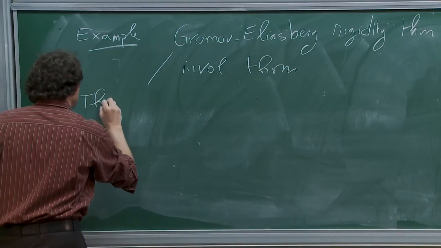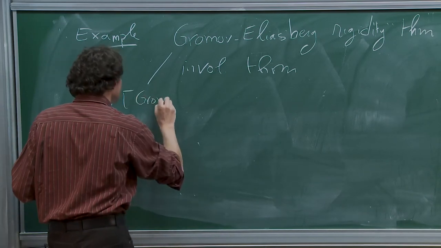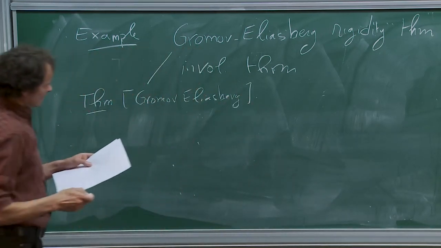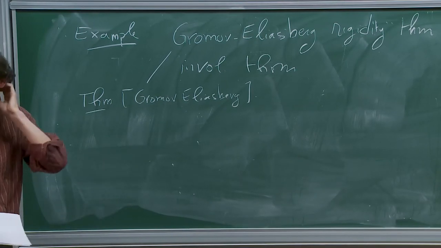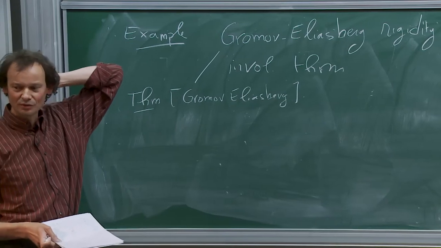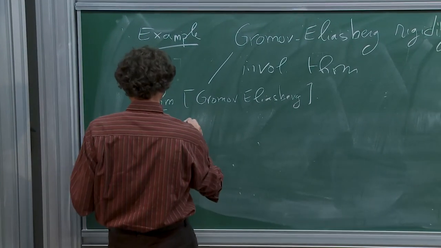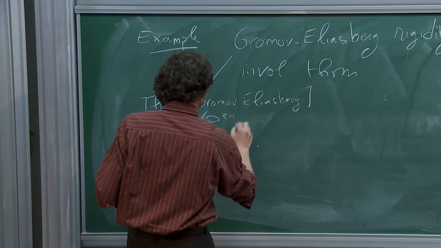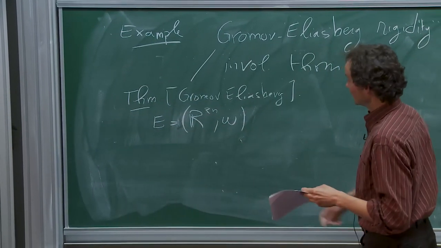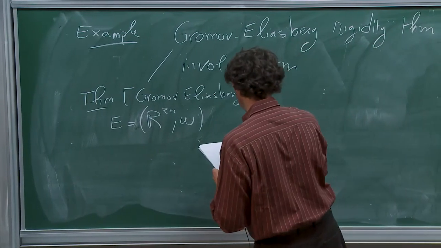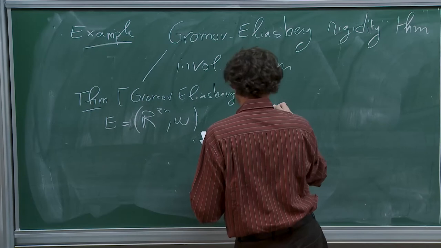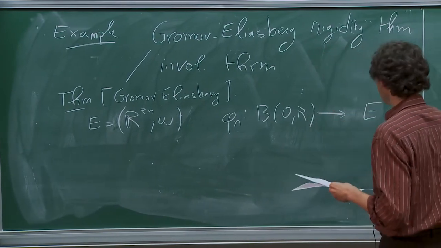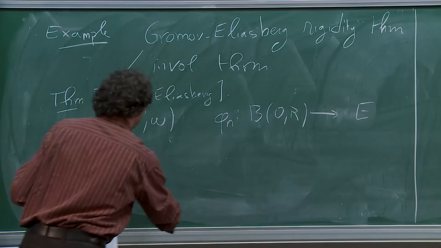So the Gromov-Eliashberg theorem is the following. It says that the set of symplectic diffeomorphisms of a symplectic manifold is closed in the set of diffeomorphisms for the C0 topology. And we can restate it in the following way. In fact, we can prove a local statement. So we consider a symplectic vector space R^2n, E, with its standard form. And we consider a sequence of diffeomorphisms phi_n from some ball in E to E.